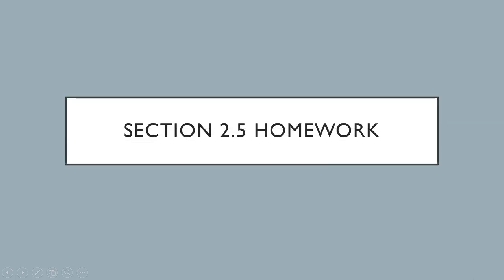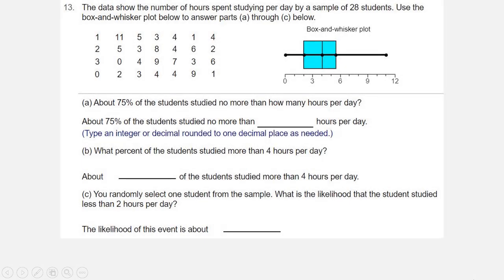We're looking at homework from section 2.5. This is question number 13. The data show the number of hours spent studying per day by a sample of 28 students. Use the box and whisker plot below to answer parts A through C.